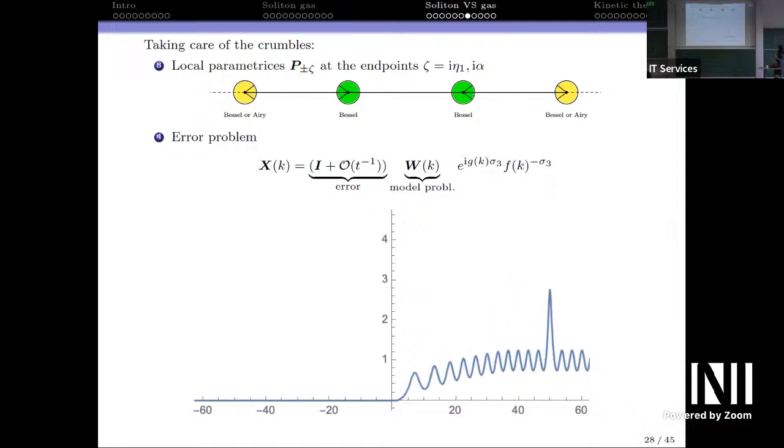At the other endpoint, we may have Bessel or Airy depending on whether we are in the modulated or not modulated region. But in any case, everything is very explicit. We can fix that. And then finally, we have the error problem. So this error times model problem was the T that we had originally. That's the G function, that's the F, and this is the X, which is going to give a solution to the mKdV. So once we have that, the error here is going to give us the order of approximation. And this is what happens.